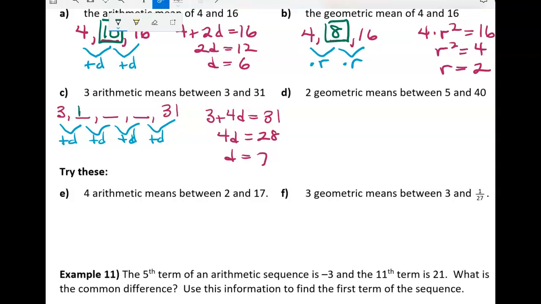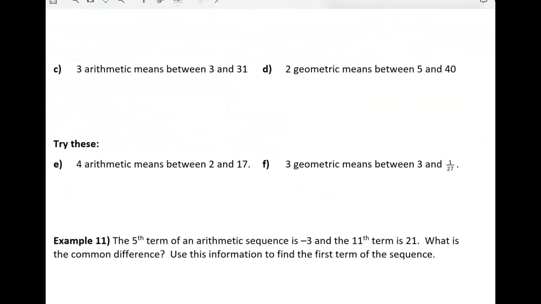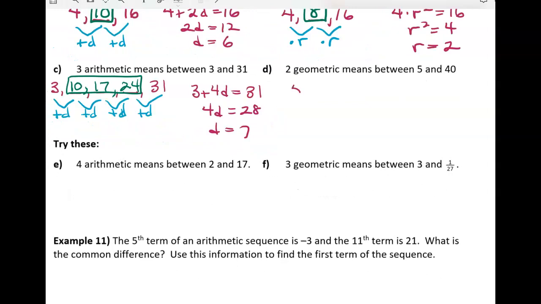So we're adding 7, 10, 17, 24, 31. Here are our 3 arithmetic means. Now we're going to do one with geometric means. So we have 2 geometric means between 5 and 40. So 5, blank, blank for our 2 geometric means, and 40.